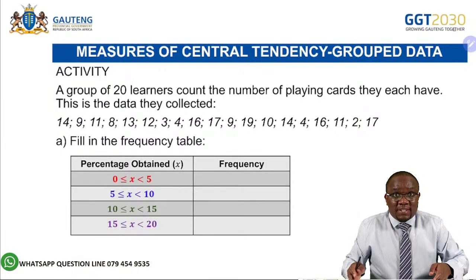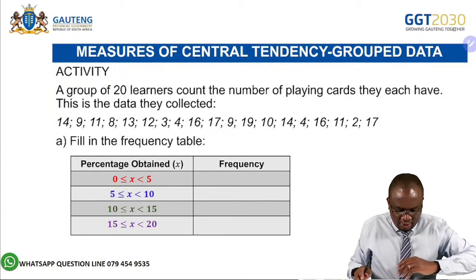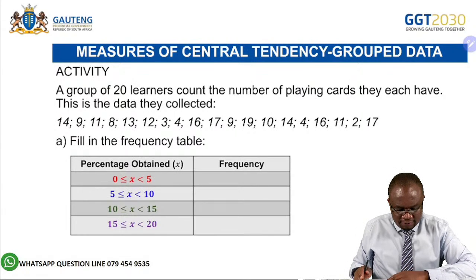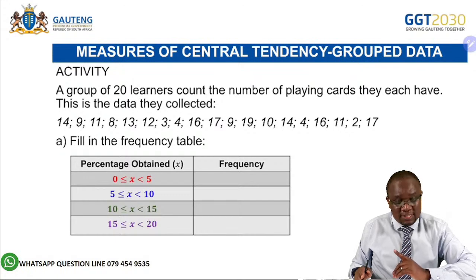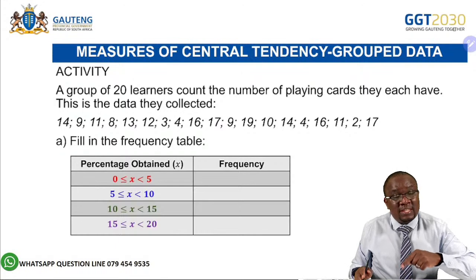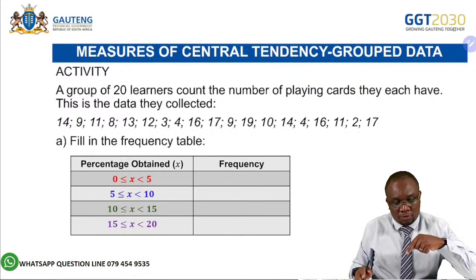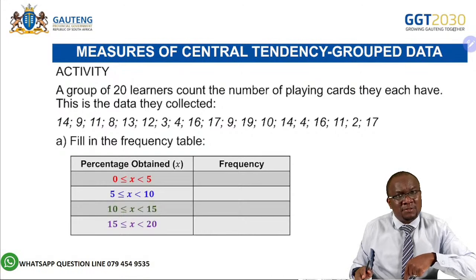Welcome back, grade 10s. Let's say how many learners got between 0 and 5. Take note, 0 is included, but 5 is not included. So if in the data set there's a 5, it cannot be in the first class. It has to go to the second class. Please take note of that, okay?